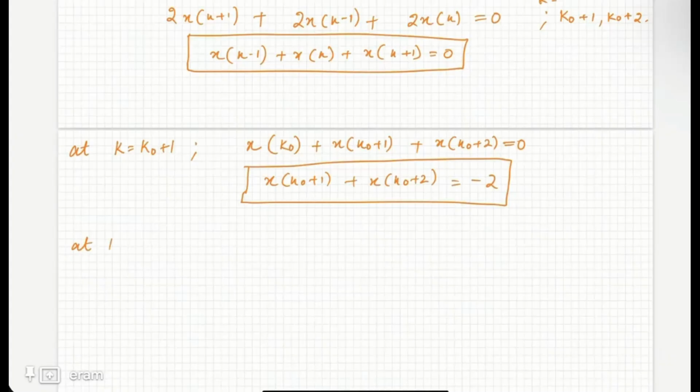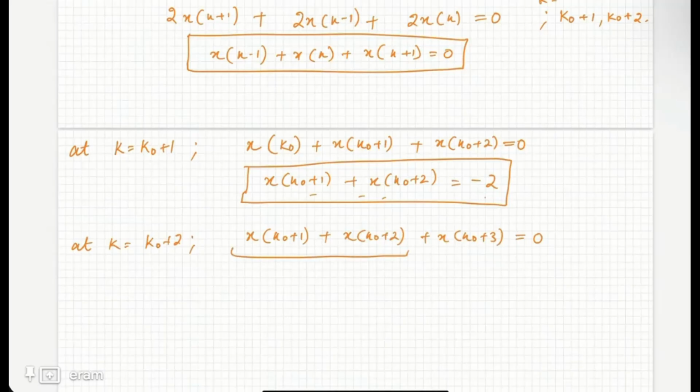Now let's again solve it at k equals to k naught plus 2. So that would give us k naught plus 1, k naught plus 2, k naught plus 3. This should be 0. And from here this term is minus 2. So this term will be minus 2. That means our x of k naught plus 3 is equal to minus 2. Or sorry, plus 2, because minus minus will be plus.